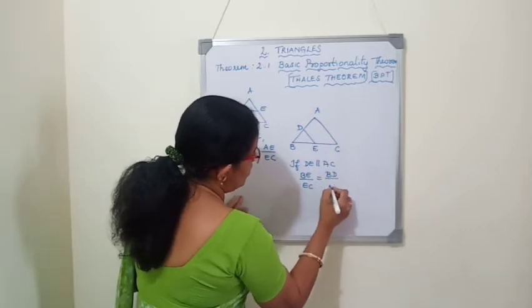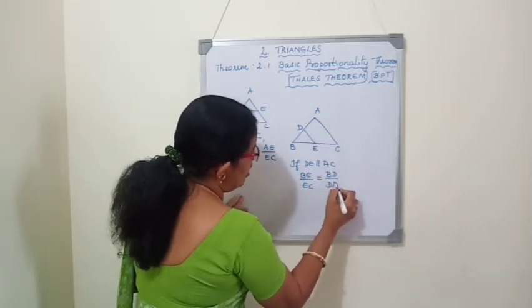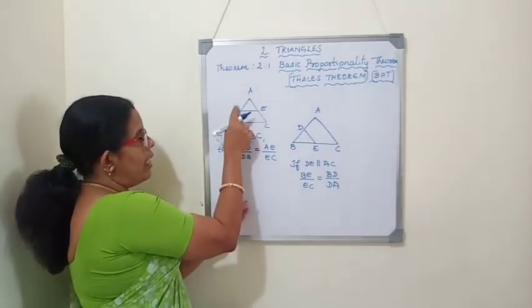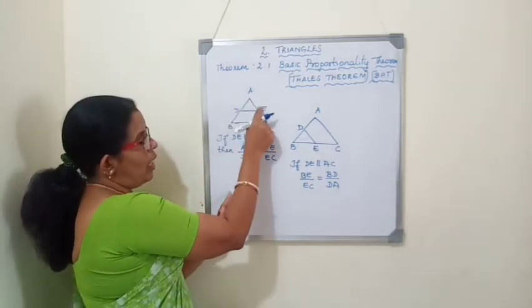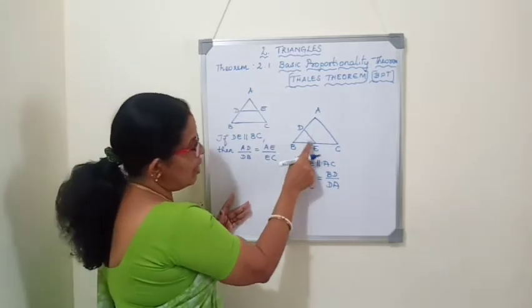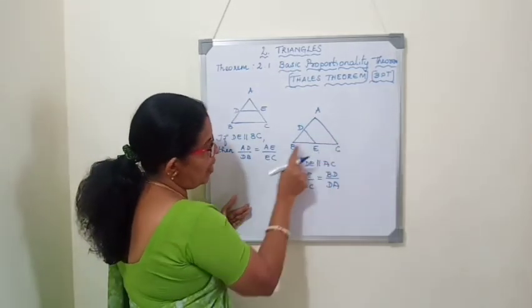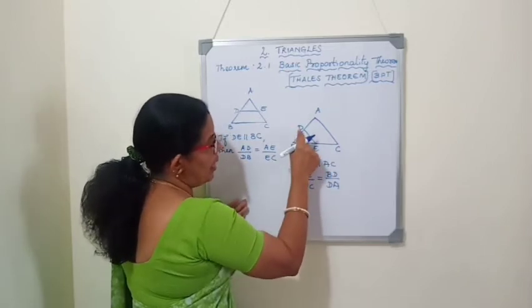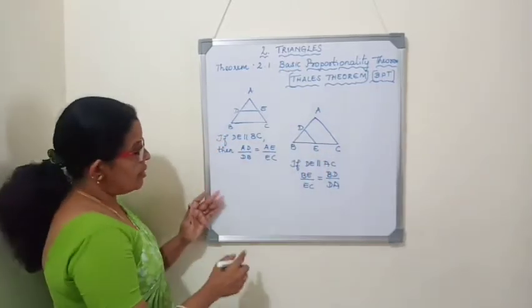Whenever we write the ratio, it will be easy for you to start from the common point. Here we started AD by DB is equal to AE by EC. So here this is the line parallel to AC, so we can start BE by EC is equal to BD by DA. Now we'll see one more diagram.